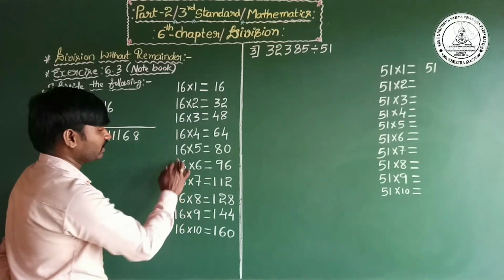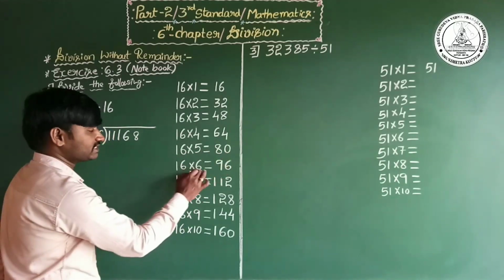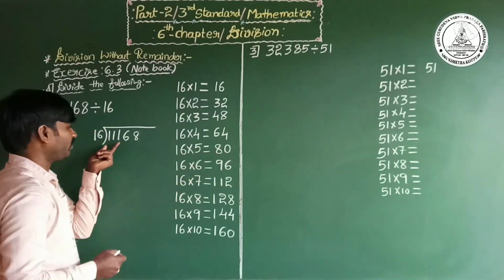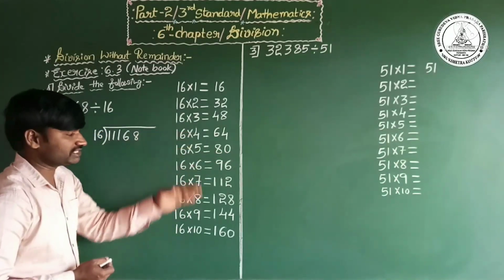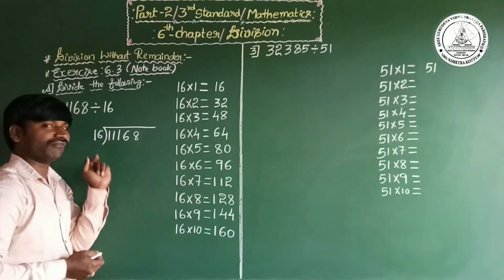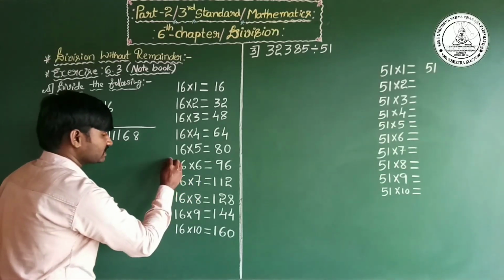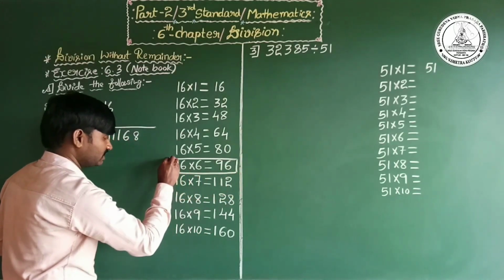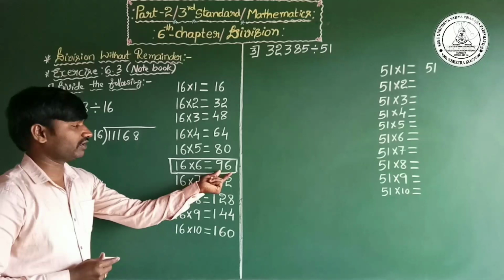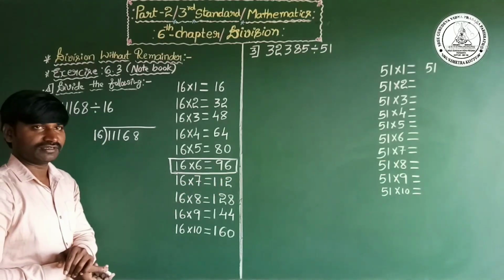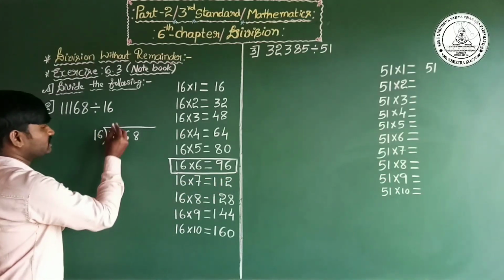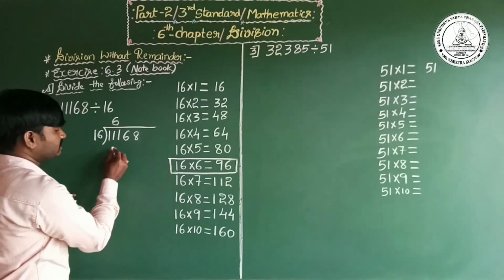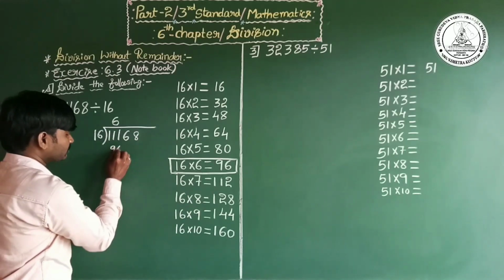Check another number. 16 fives are 80, 16 sixes are 96. 16 fives are 80, which is very small compared to 111. So which is the nearest number to 111? Here 16 sixes, 96, is the nearest number to 111. So you divide: 16 sixes how much, dear student? 16 sixes are 96. Writing the place value is very important.